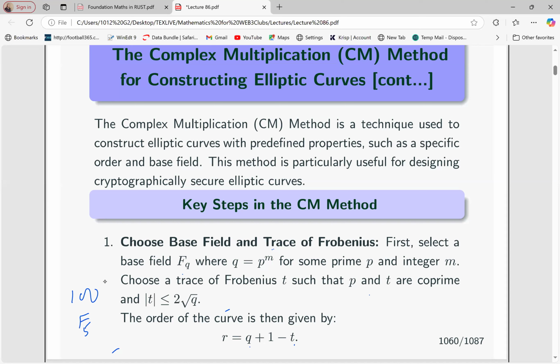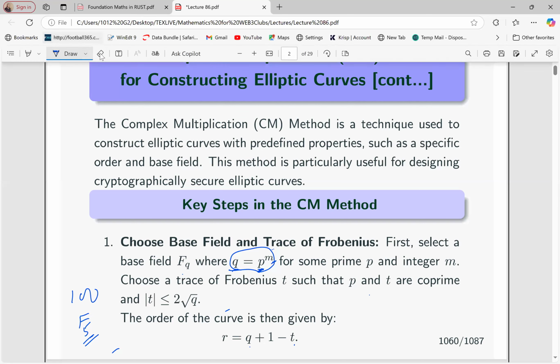The q here, we've said, must be such that it can be written as p raised to m, where p is a prime number and m is an integer. So that is the first step you do.